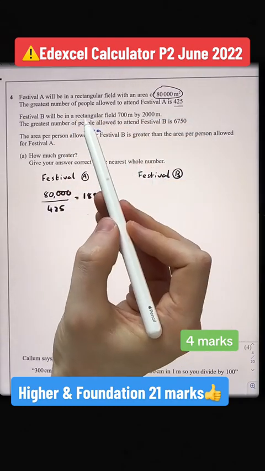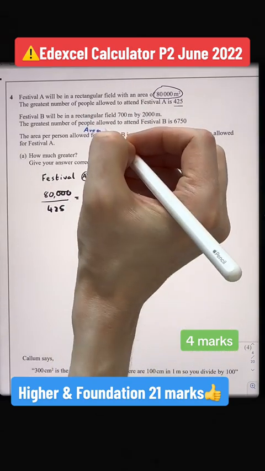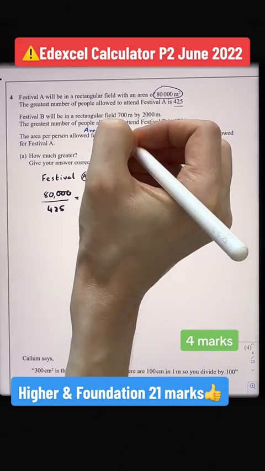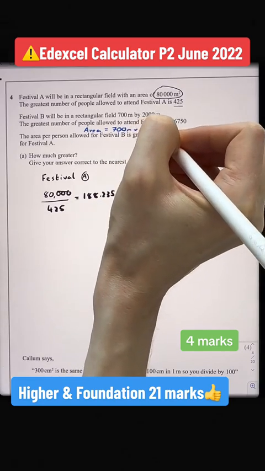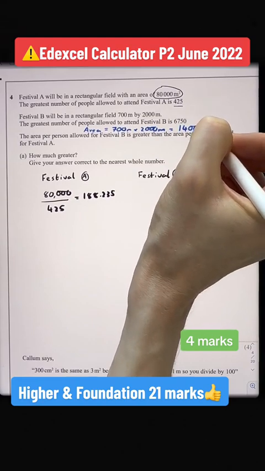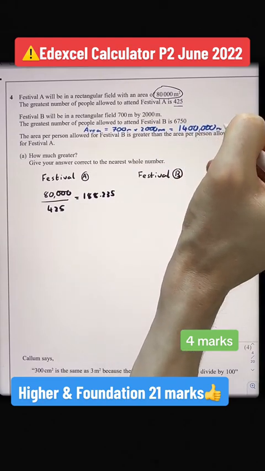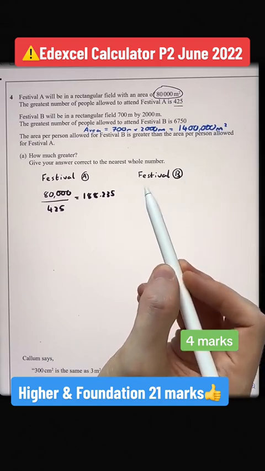I'm told the field is a rectangular field of 700 metres by 2,000. To work out the area of a rectangle, it's going to be the length times the width. So in this case, it's going to be the 700 metres multiplied by my 2,000 metres. And that comes out to give us 1,400,000 metres squared.